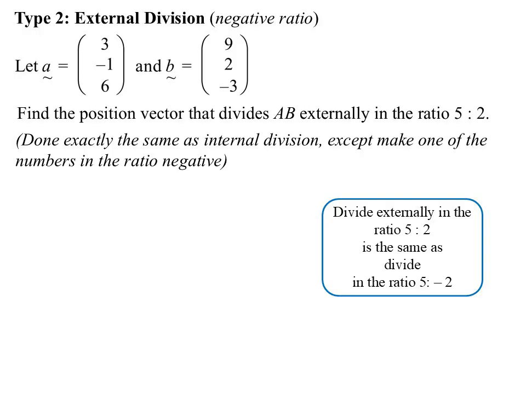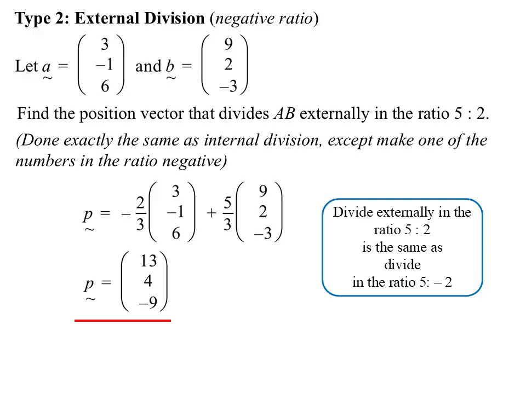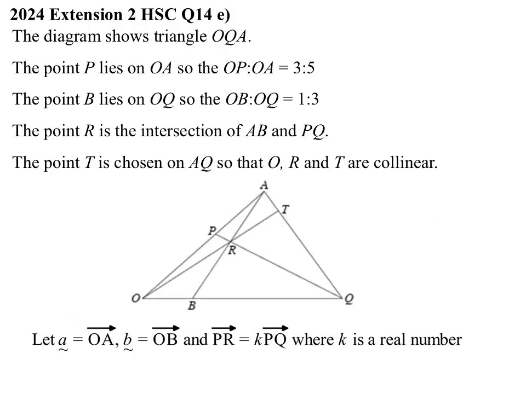Okay, now I just pull it together. If that's my ratio now, 5 to negative 2, add them together, I get 3. That goes on the bottom. Swap the numbers. So the first one mentioned, I'll multiply by negative 2. Second one mentioned, 5. Add them together, and I have my answer. And notice this time it said find the position vector, so I can leave it as my column vector for the answer. Let's look at this HSC one.